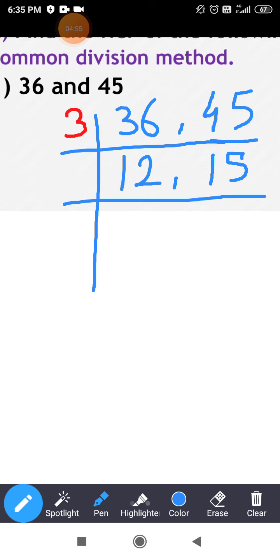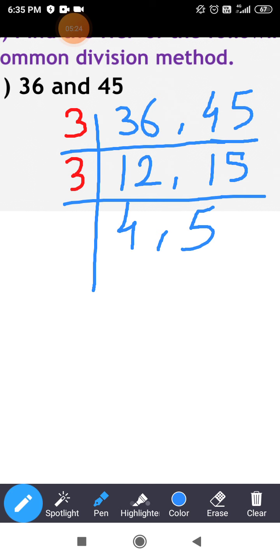It means the number by which we are going to divide goes right here, and the quotient should be below the numbers. The quotient of 36 below the 36, the quotient of 45 below 45. Clear? Now see, 12 and 15 both are divisible by 3, so again I will divide by 3. Now if I divide, 3 fours are 12, 3 fives are 15. Now see students, I got the numbers 4 and 5.